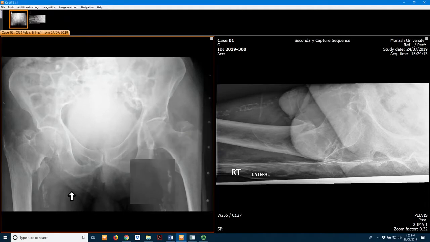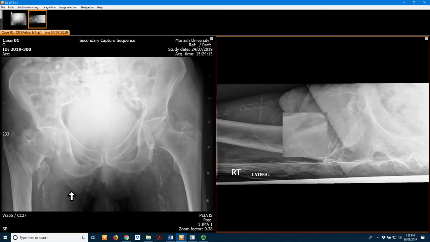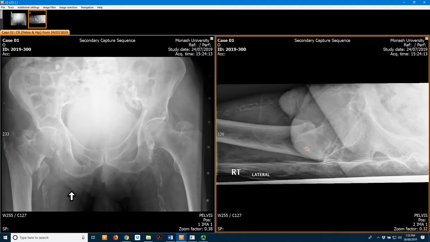On the image, you have calcifications of the femoral artery, but this is not the request, so we don't need to give feedback on that. And then on the lateral view, you can see that there is some displacement of the fracture.